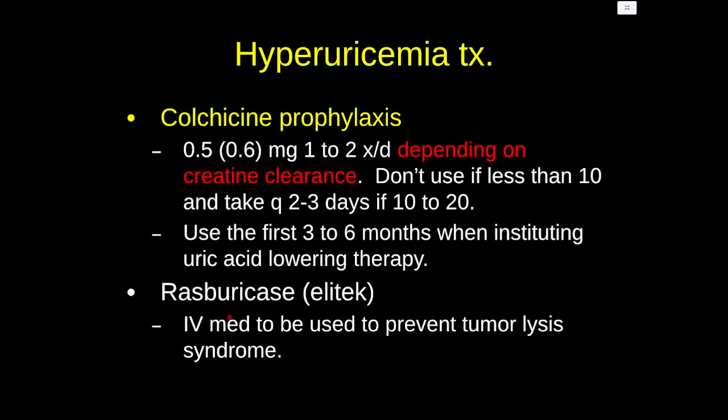There is another drug called rasburicase. It is an intravenous medication used to prevent tumor lysis syndrome, but this drug is very expensive and there are many allergic and side reactions when we use it.